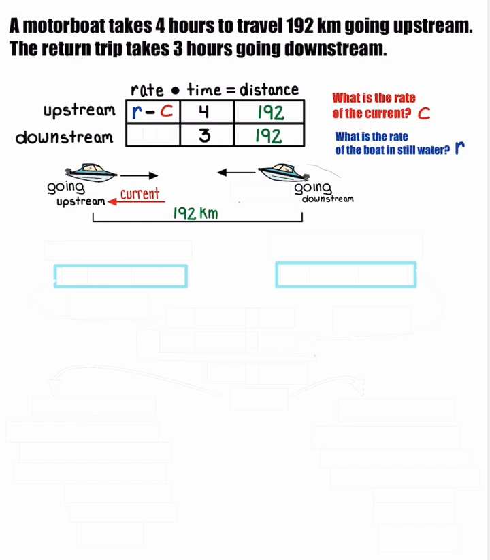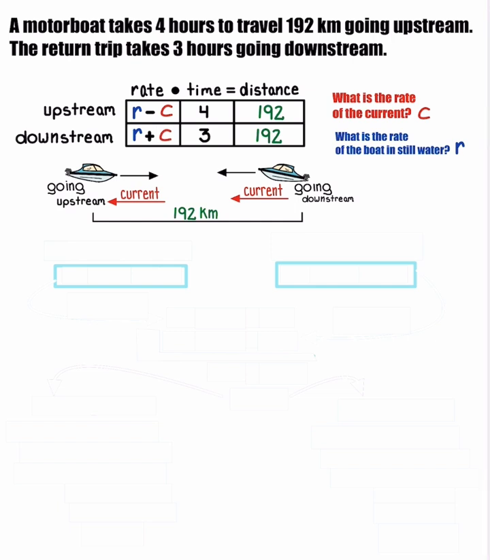Finding the downstream rate is very similar. When the boat is going downstream, it is going with the current, so the current is making the boat go faster. So the downstream rate is the boat's rate plus the current since it's speeding it up.